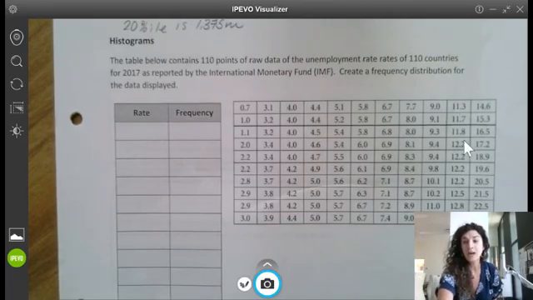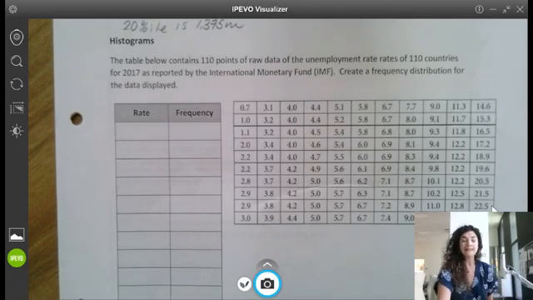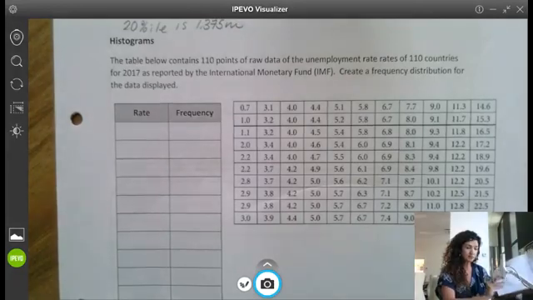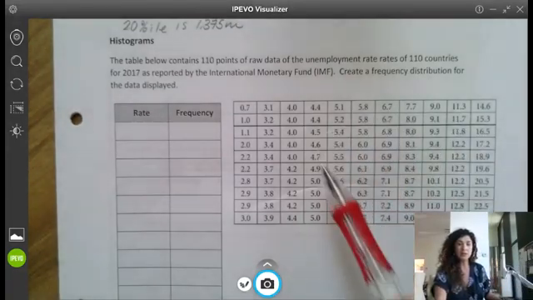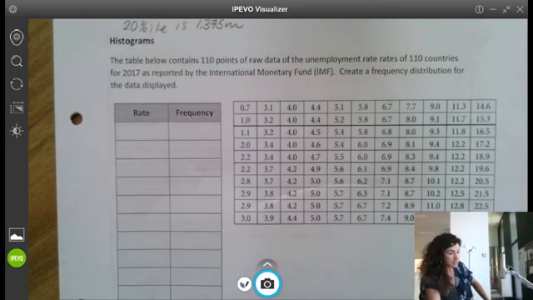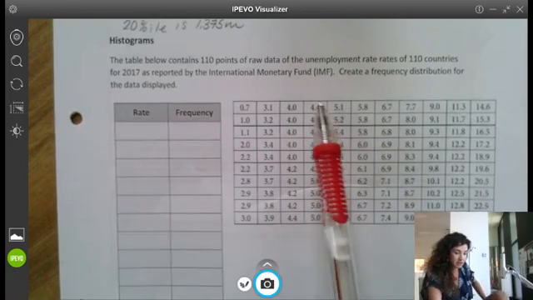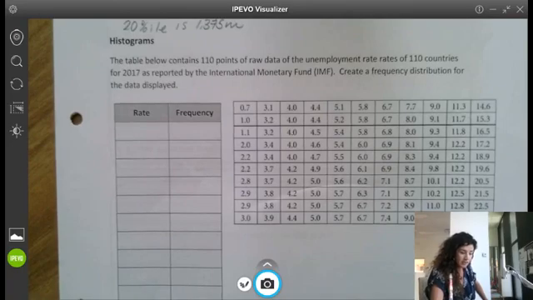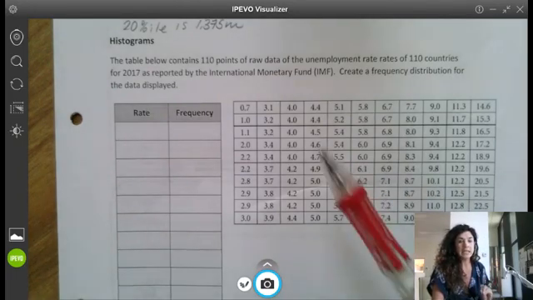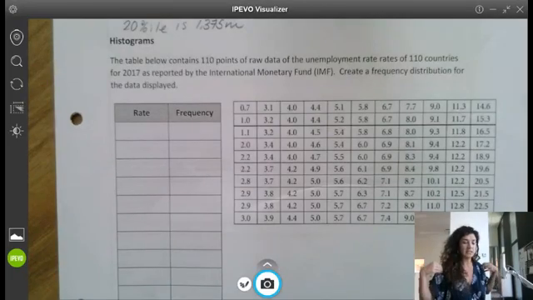The main one that we talk about is histograms. We see it a lot. So histograms. First of all, we've got a table right here that deals with unemployment rates of 110 countries for 2017 as reported by the International Monetary Fund. For some of you today, or the last class, we talked about what is descriptive versus inferential statistics. And because we're talking about something that happened in 2017, this is descriptive statistics.